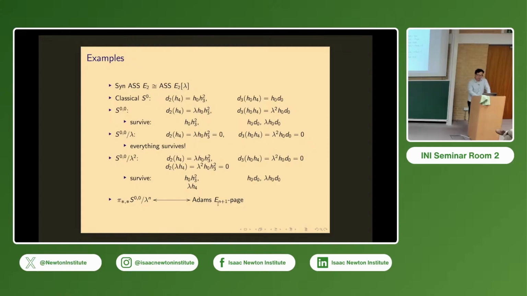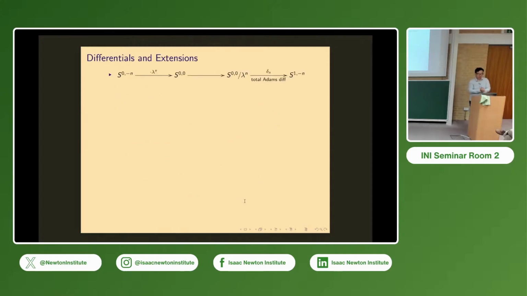All right. So having this idea, sphere mod lambda squared encodes some information of the E_{n+1} page. And then we can rigorously talk about differentials and extensions from another perspective.